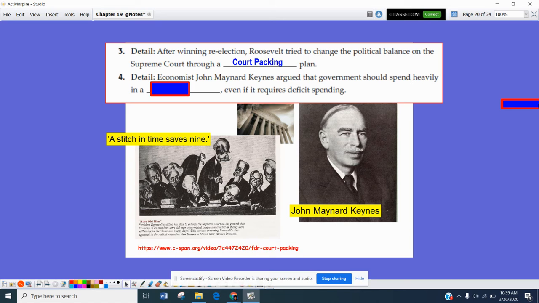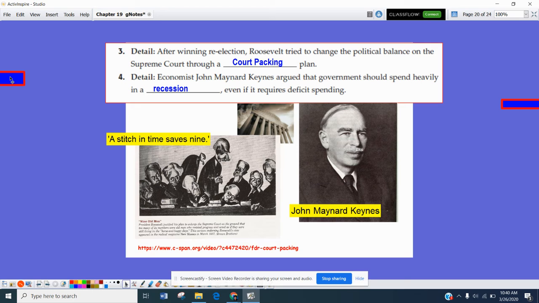So number 4, economist John Maynard Keynes, who you see pictured here to the right. He argued that the government should spend heavily in a recession, even if it requires deficit spending. Keynes is a British citizen, but he certainly had a huge influence on the American economy.